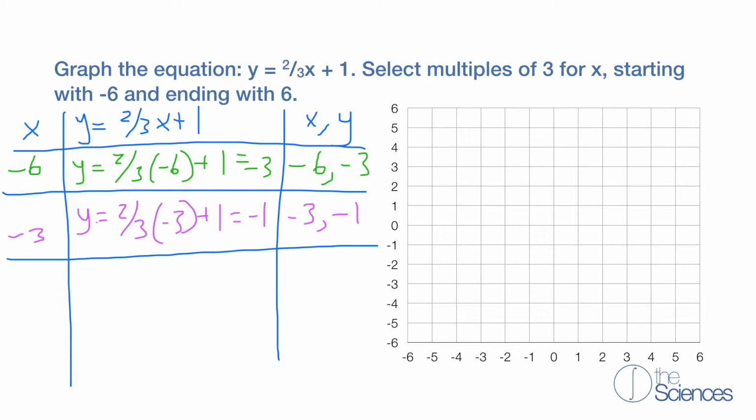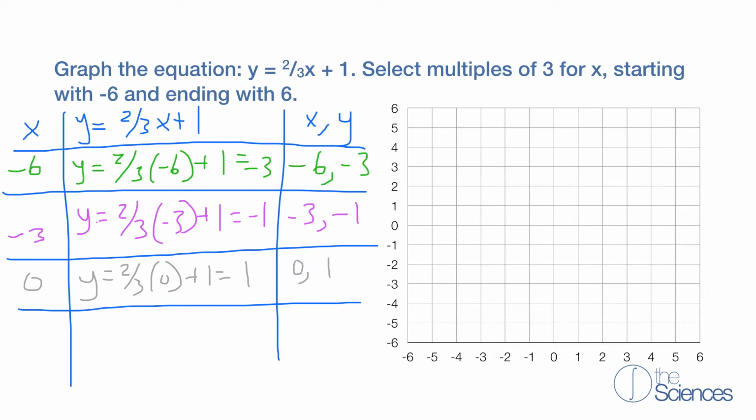Now we're going to determine our point when x is 0. So y equals 2/3 times 0 plus 1. So 2/3 times 0 is 0, plus 1 is 1. So we have a point of 0, 1.